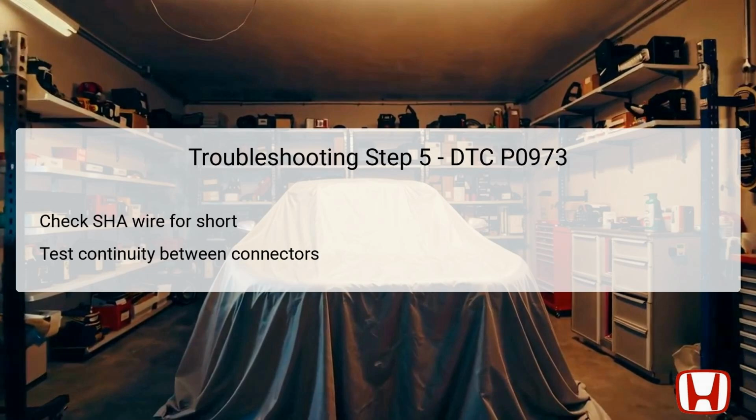If continuity is confirmed, this indicates a short to body ground, necessitating repairs in the SHA wire between the shift solenoid valve A and the PCM. Conversely, if no continuity is detected, the SHA wire integrity is intact, suggesting that the PCM itself may require replacement.